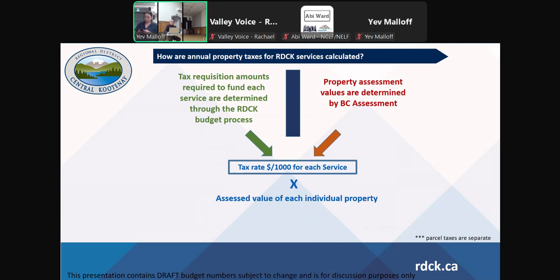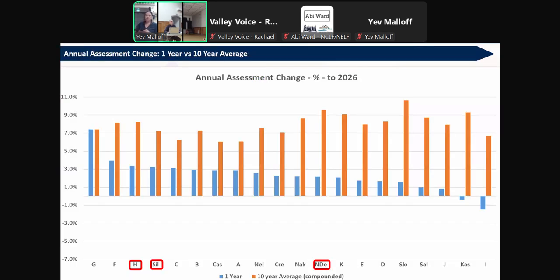There are a few exceptions, like parcel taxes, but for the most part, they're assessment based. Then you multiply that by the assessed value of each individual property, and you get the property tax for each individual property for each service.